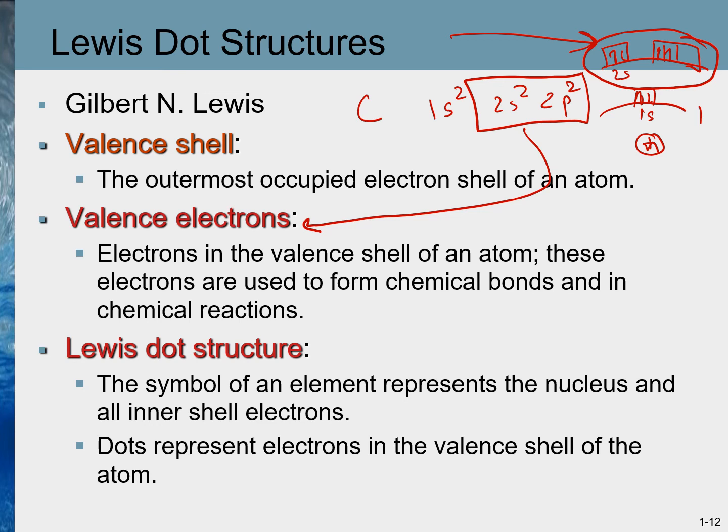To show the outermost electrons of an atom, we commonly use a representation called Lewis dot structure, and these dot structures were devised by Gilbert Lewis, an American chemist. A Lewis dot structure shows the symbol of the element surrounded by a number of dots equal to the number of electrons in the outermost shell of an atom. The examples of Lewis dot structures are given in the next slide.